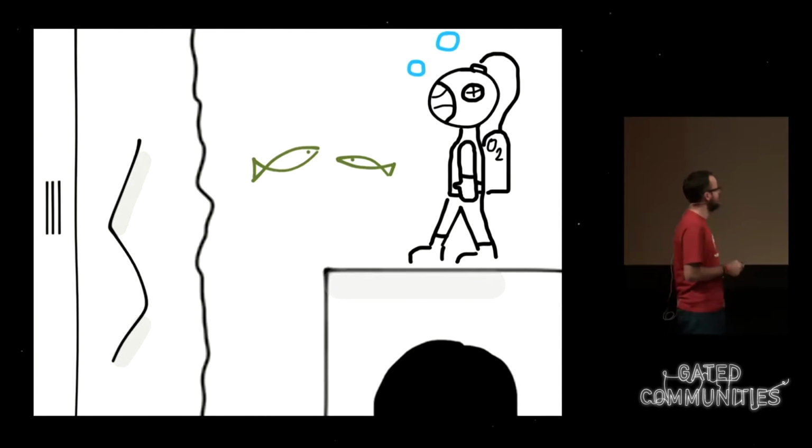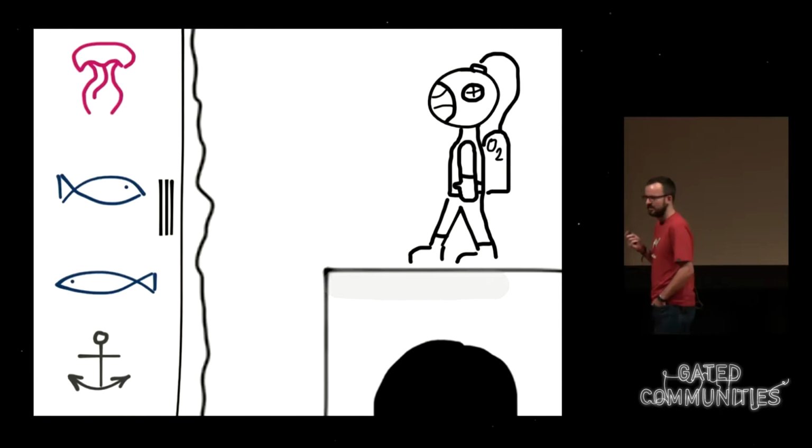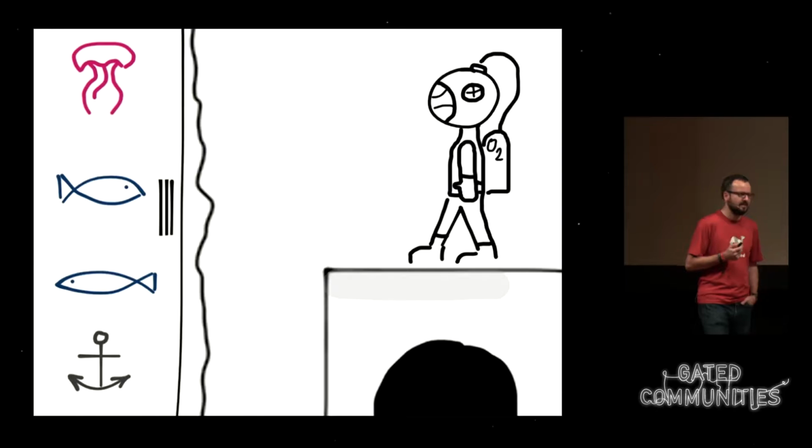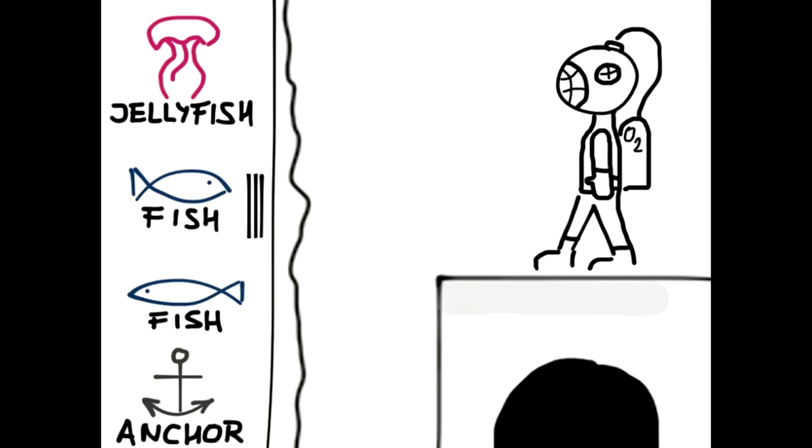Maybe you recognize that now you can see this element here on the left side, so we can click on it. Ta-da! Some icons. Could anybody tell me what these icons mean? Probably fish. Okay. Sorry? Okay, so jellyfish, fish, another fish, an anchor.